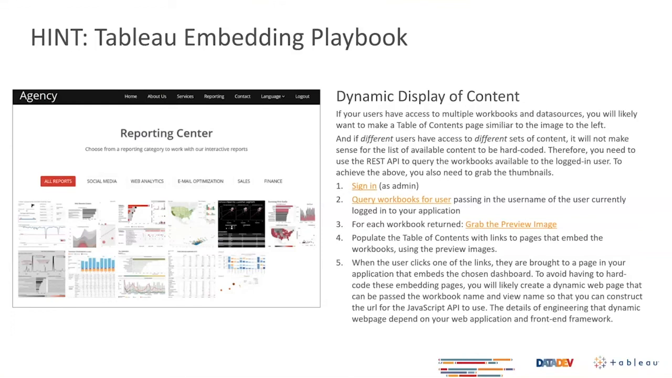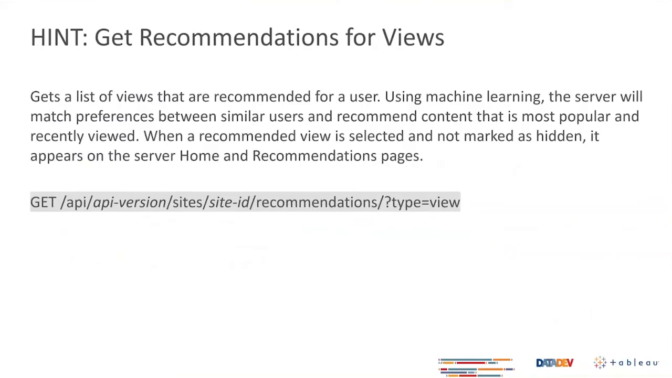So that was the main plan, and you can see the get recommendations for views was part of the REST API using this particular endpoint. And the specific hint here was to, obviously, in order to do this, we'll first need to know how to access this REST API, how to access the API version and the site ID, etc.